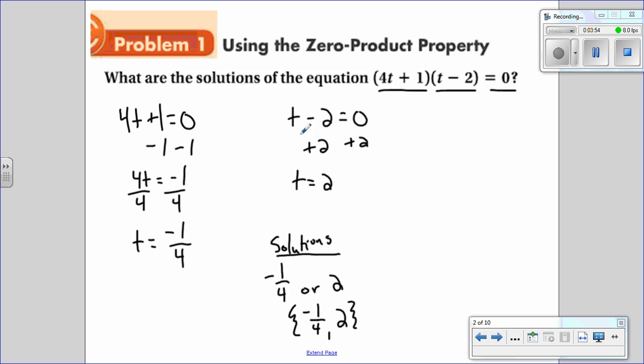So again, what you're looking for is to take these binomial terms, set each one of them equal to 0, and find out which numbers plugged in for x or t or whatever your variable is give you 0.